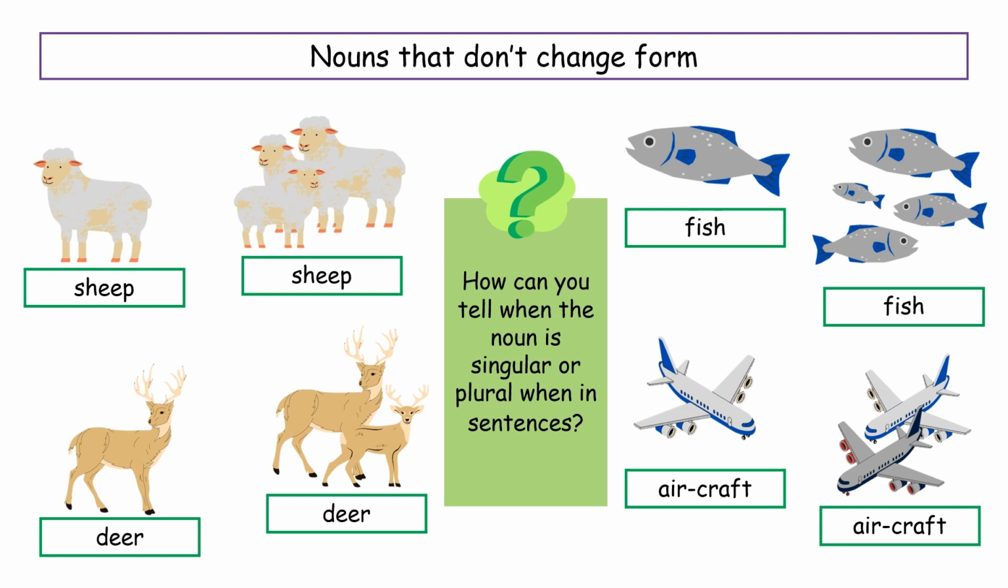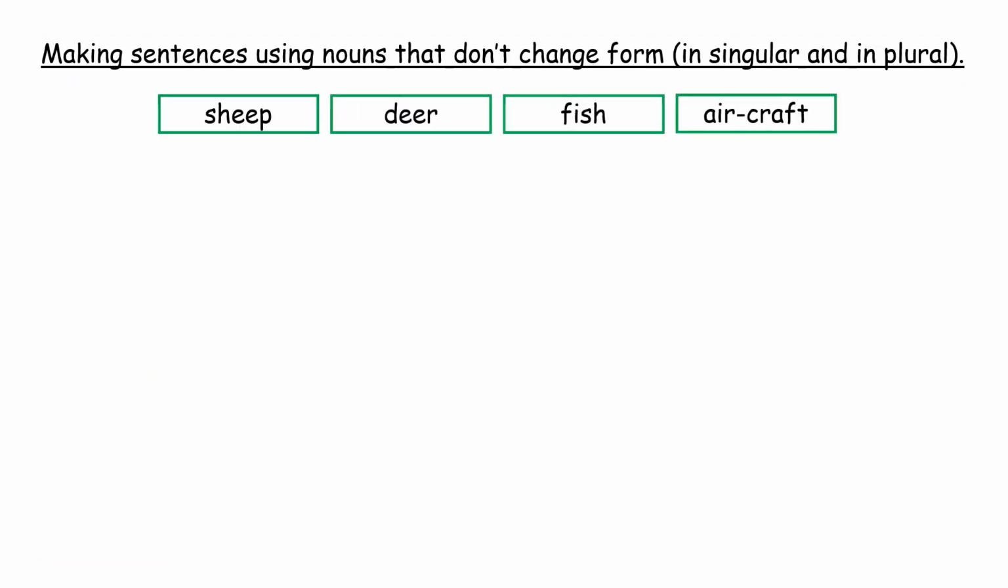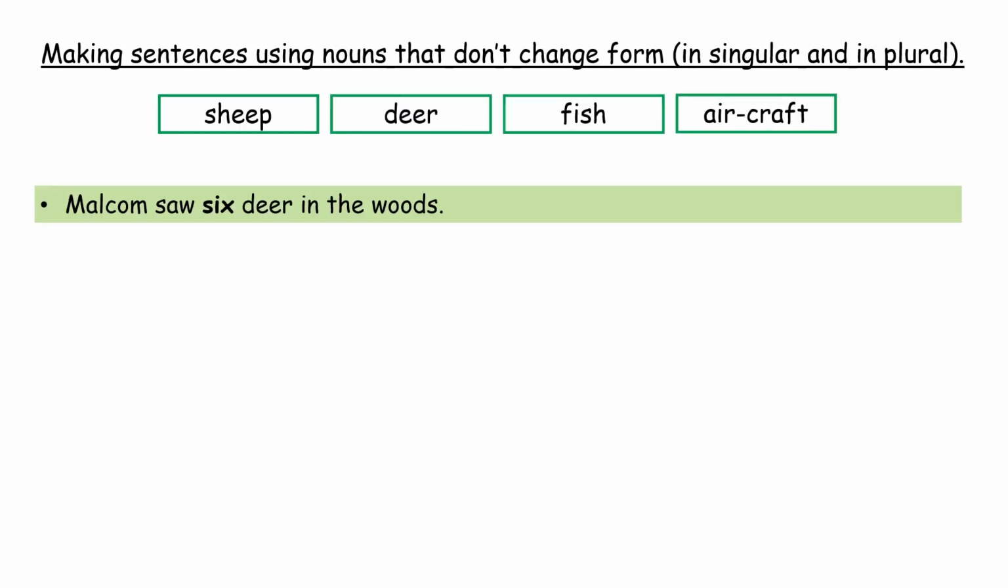So here is a question. How can you tell if a noun is singular or plural when used in sentences if these nouns have the same word for singular and plural? Let's look at different ways we can show this in sentences. Malcolm saw 6 deer in the woods. In this sentence, a quantifier is used to show quantity, thus showing plurality, since the noun itself cannot show this.